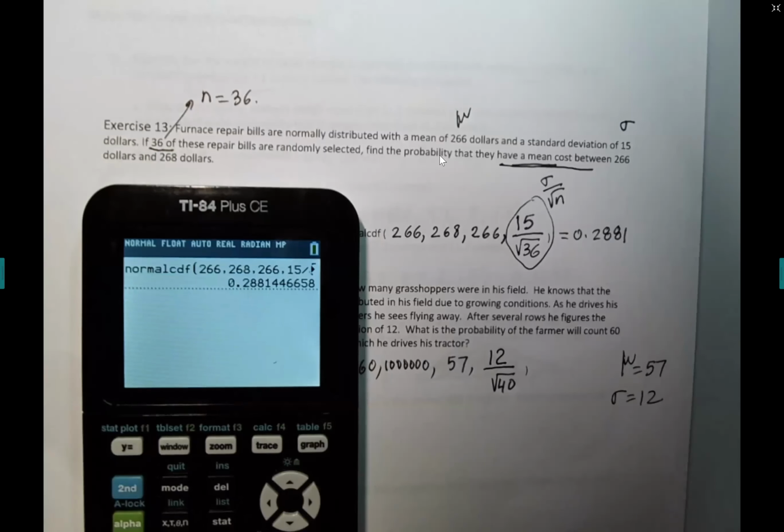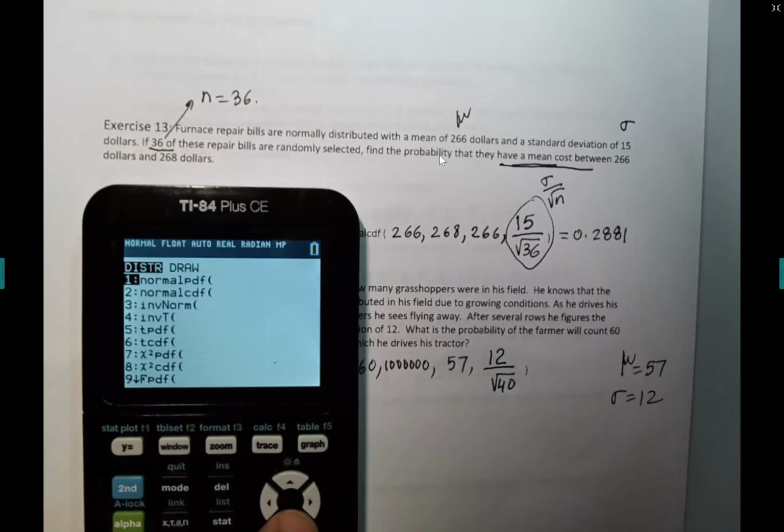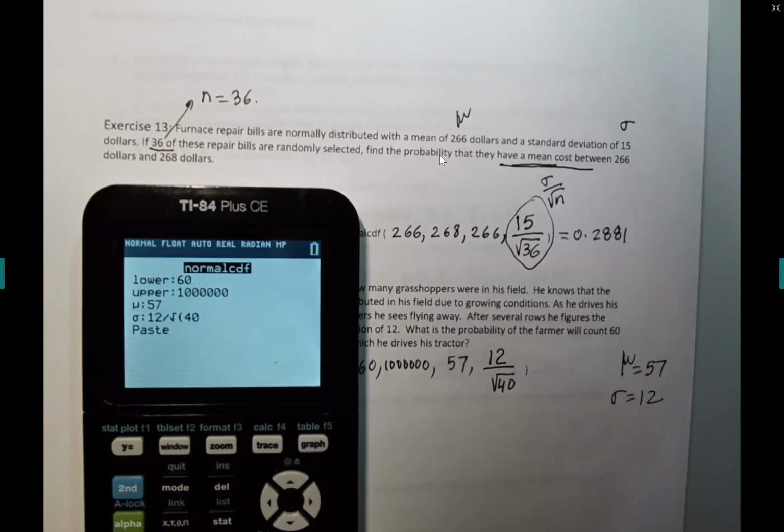So let's do this. Second and distribute. Normal. We don't use normal PDF, guys, in this chapter. Only normal CDF. So we get 60 to begin with. A million. 57. And then 12 divided by, watch, the square root of 40. And you get 0.0569.